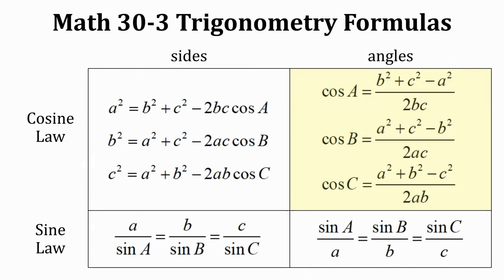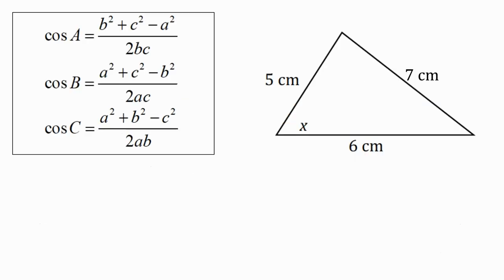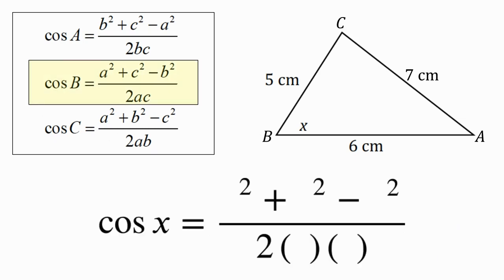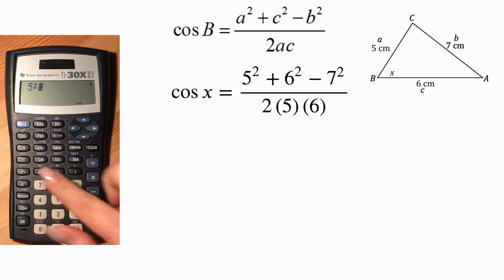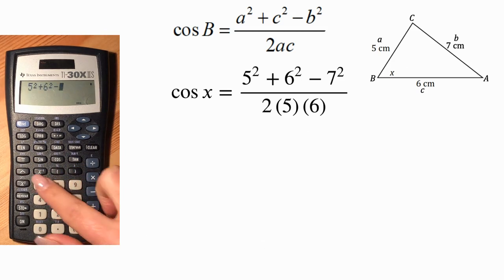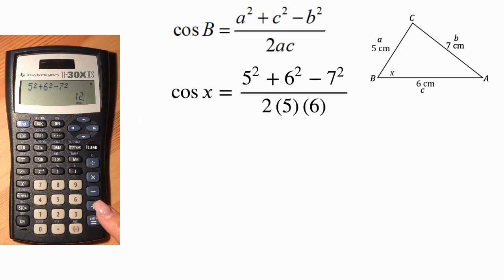When using cosine law to solve for an unknown angle, we have three choices, just like we did when solving for sides. We'll choose which one based on how we label the triangle. So if we decide to label this triangle ABC, then B is the unknown angle we're trying to determine. Substitute 5 for A, 6 for C, and 7 for B. We can type the numerator, top part of the fraction, into the calculator, and then the denominator, bottom part of the fraction.